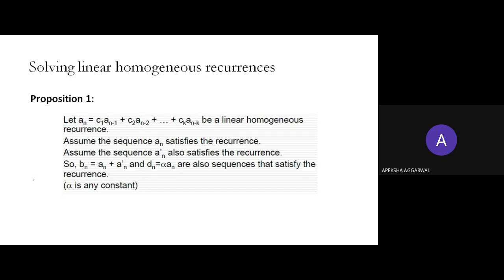So bn equals an plus an dash. If you add them, you will get a new sequence that will also satisfy the above recurrence equation. Similarly, if you multiply the whole sequence by some constant alpha, this will also satisfy the above equation. That alpha should be a constant.